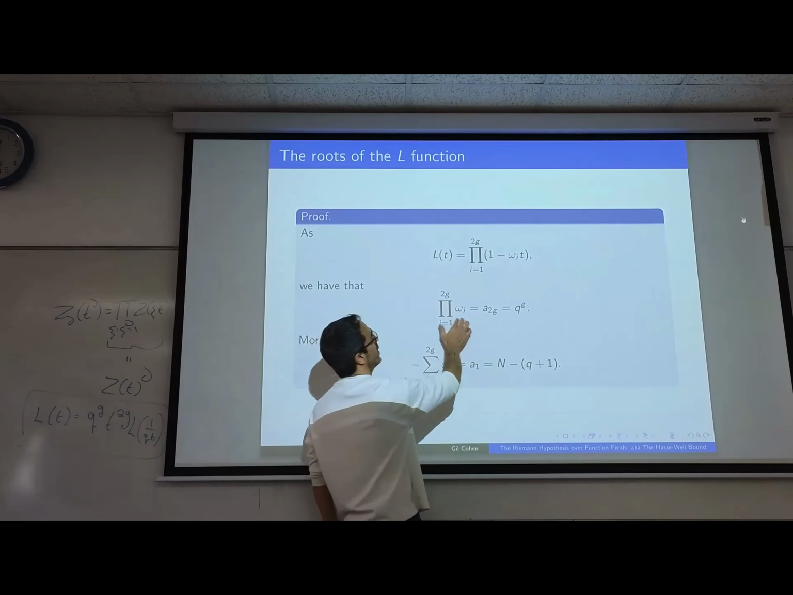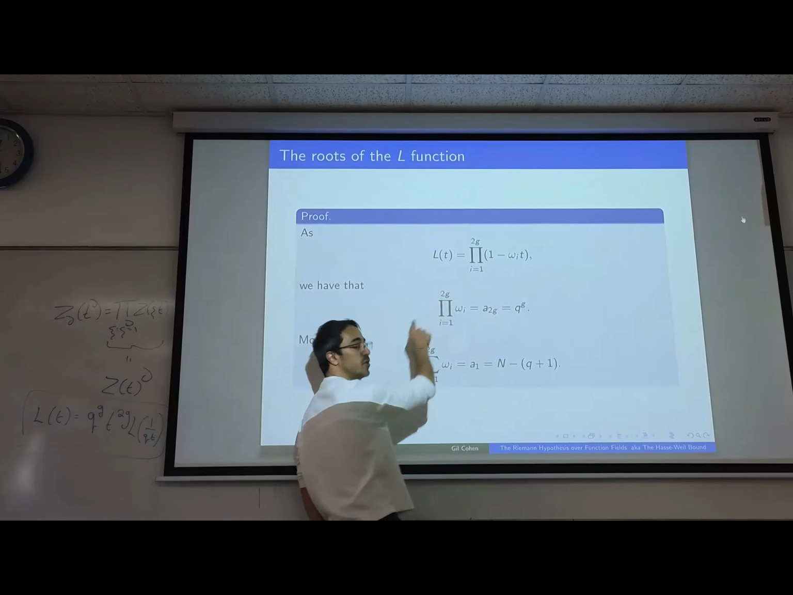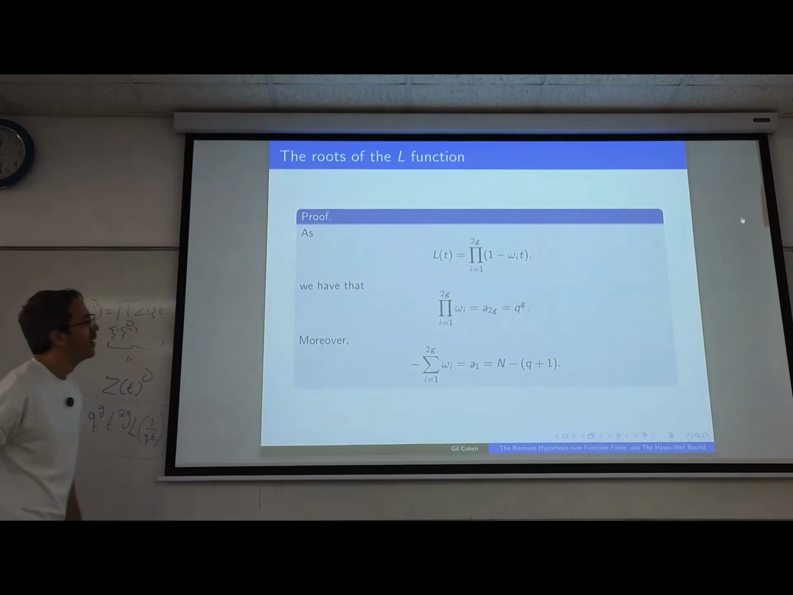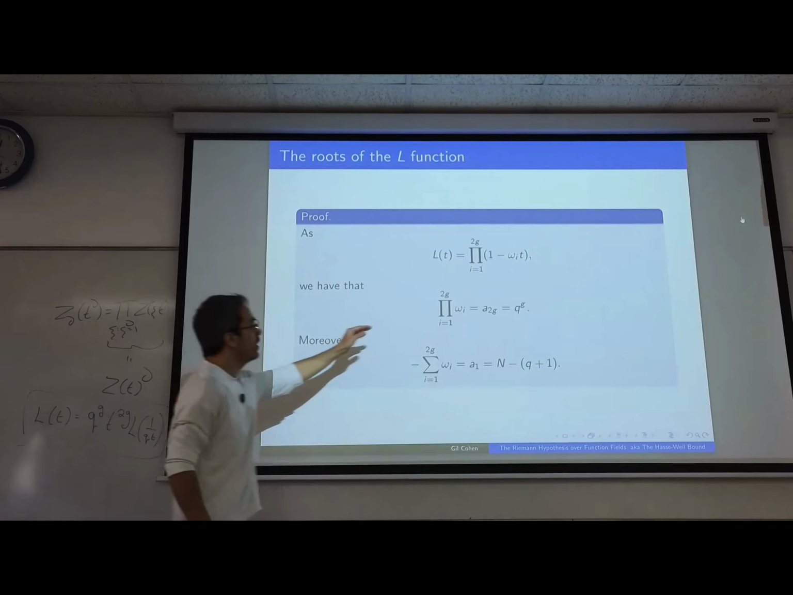I'm telling you here that their product is q to the g. You have 2g of them. So, you know, on average, they have a modulus of square root of q. I mean, the pairing argument is stronger, of course. But we know that.